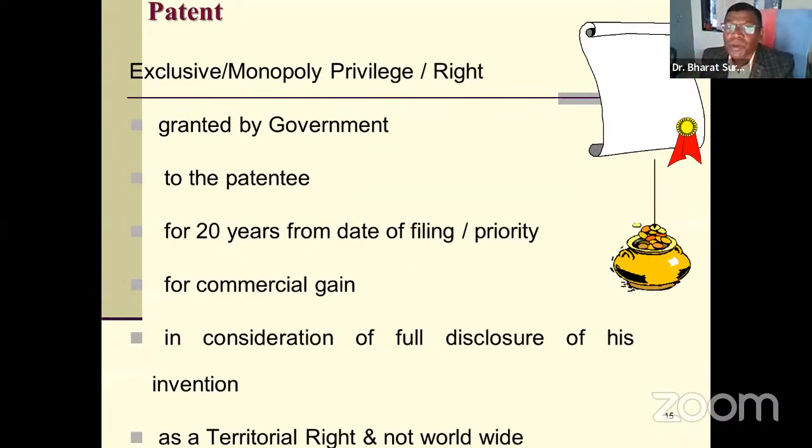A patent is an exclusive monopoly privilege or right granted by the government to the patentee for 20 years from the date of filing or priority, for commercial gain, not to keep as a file record to get a promotion. When you disclose everything clearly, then you get the patent for 20 years, and it's a territorial right, not worldwide. Now, I'll take one example. Many shampoos you use in your classroom or in your batch or even college; somebody may use Vatika, somebody Sunsilk, somebody Dove, somebody Mamaearth. Recently, my family is using Wow shampoo.